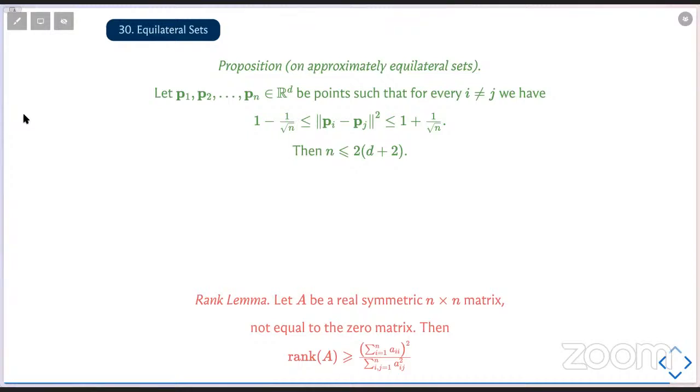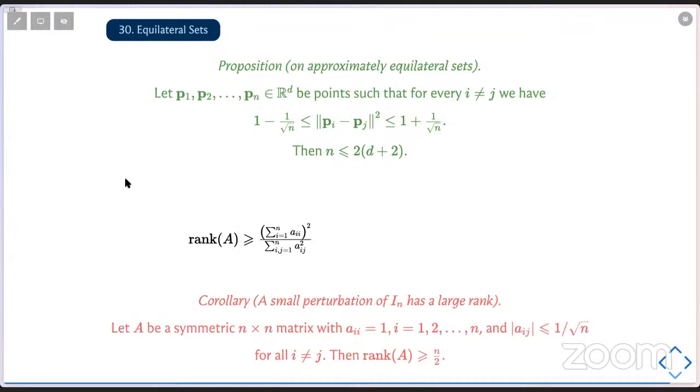But from here, I want a consequence, which is that if we have the identity matrix perturbed slightly, by which I mean that we have ones on the diagonal, just as we do in I_n, and all the off-diagonal entries in magnitude are at most 1 over root n, then by substitution, we get that the rank of A is at least n over 2. So basically, something that's close to I_n still has large rank.